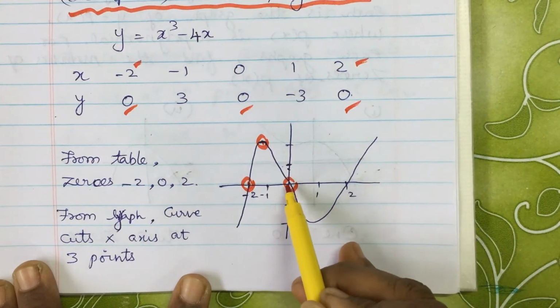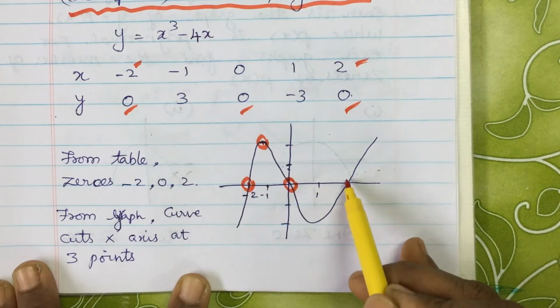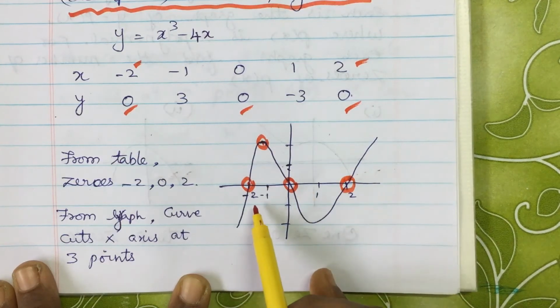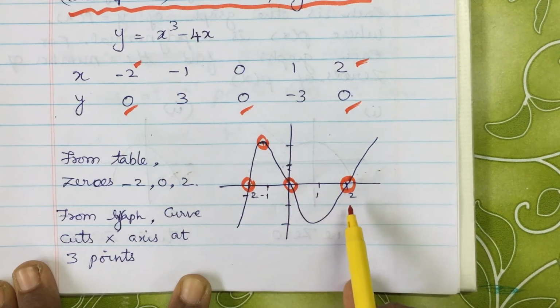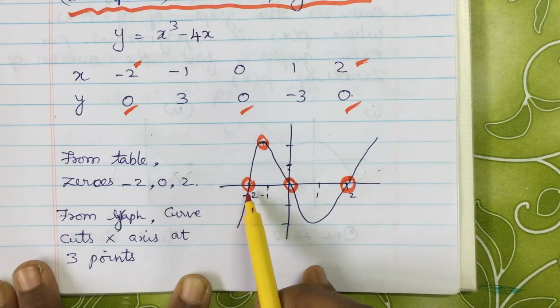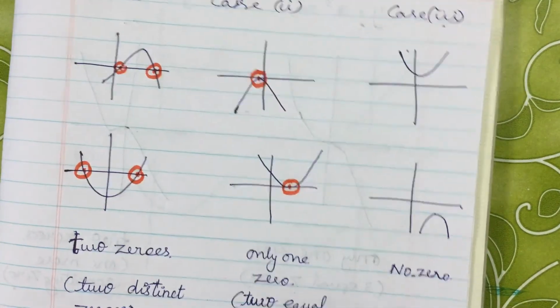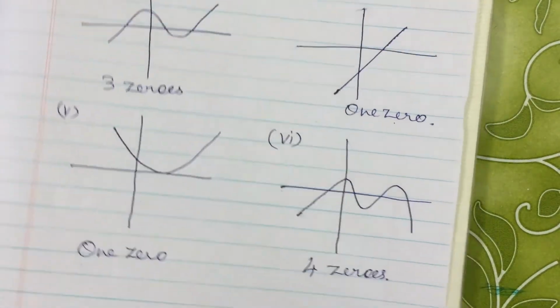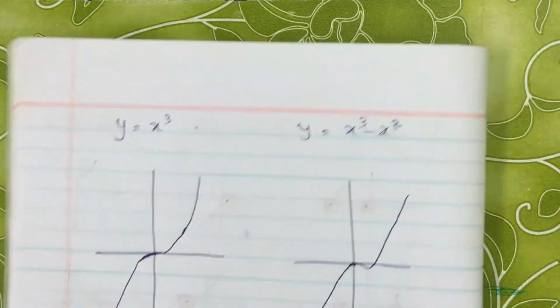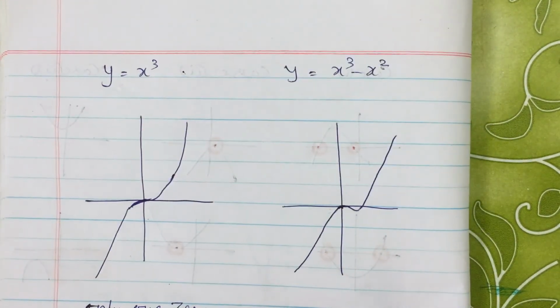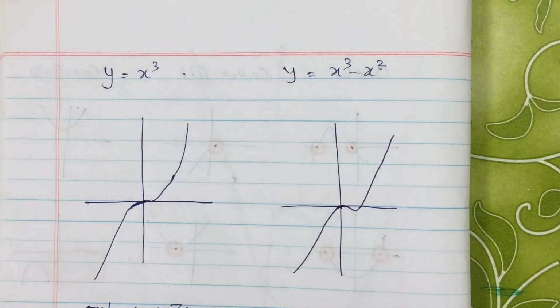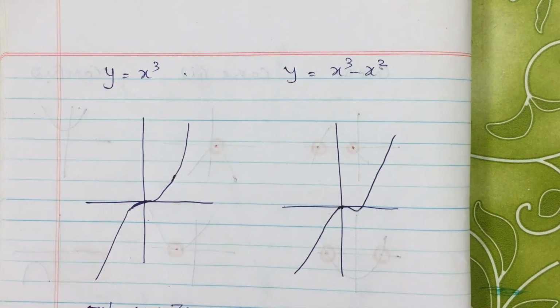Similarly, if you observe from the graph, it cuts the x-axis at 3 points. So what are those points? One is minus 2, 0 and another one is plus 2. Again it is coinciding with the table values, right? And then I have given two more examples for the sake of understanding.